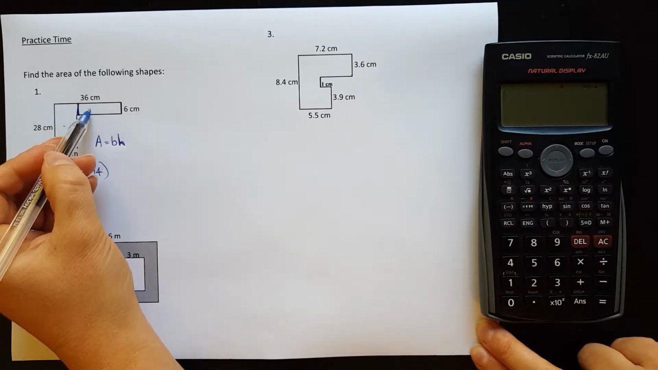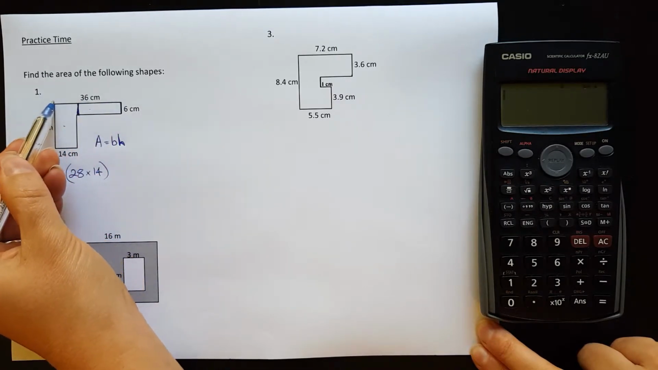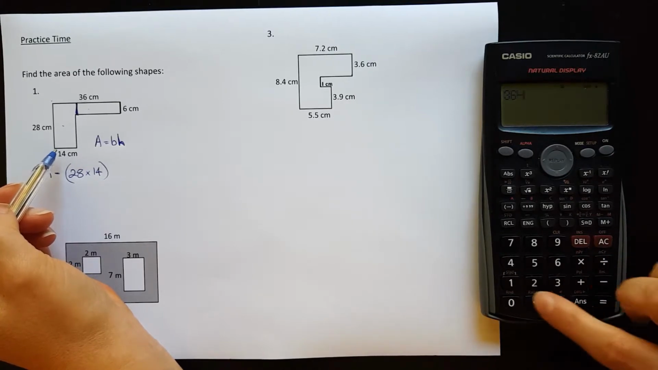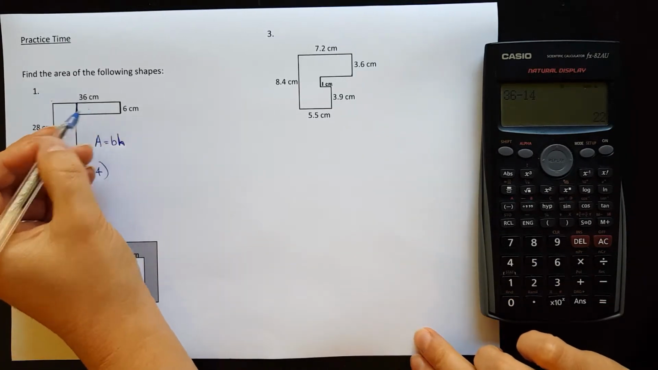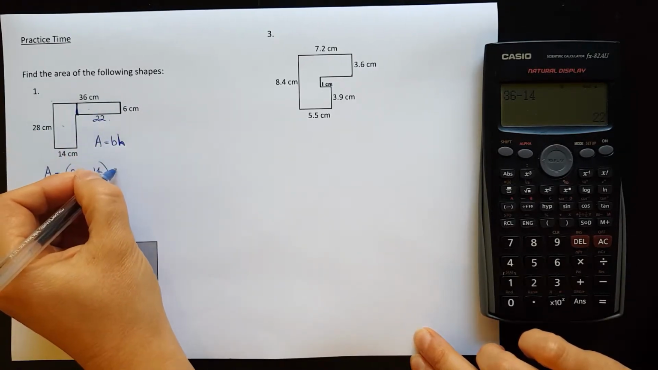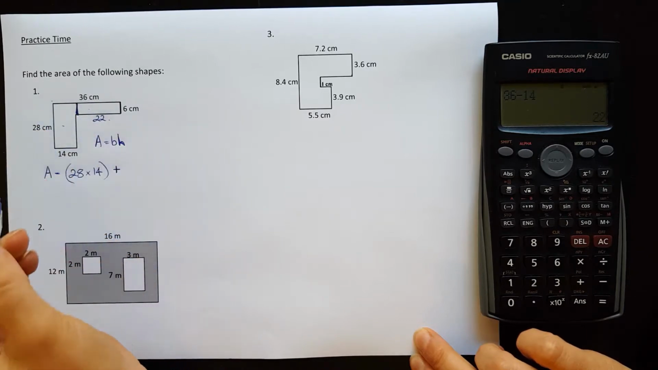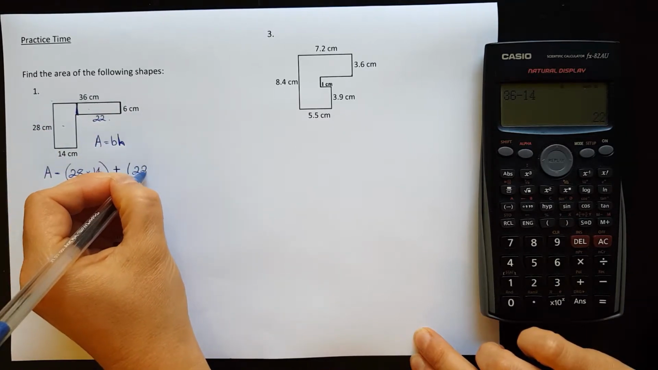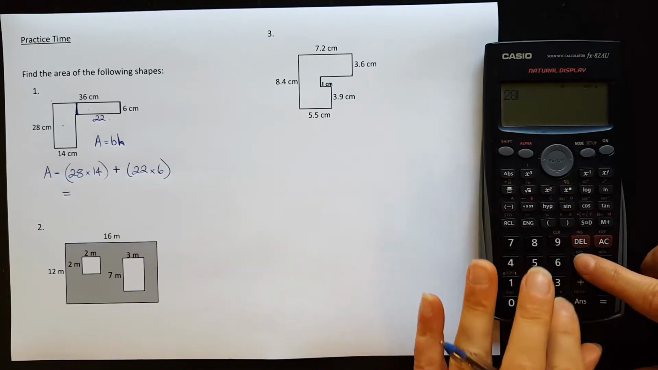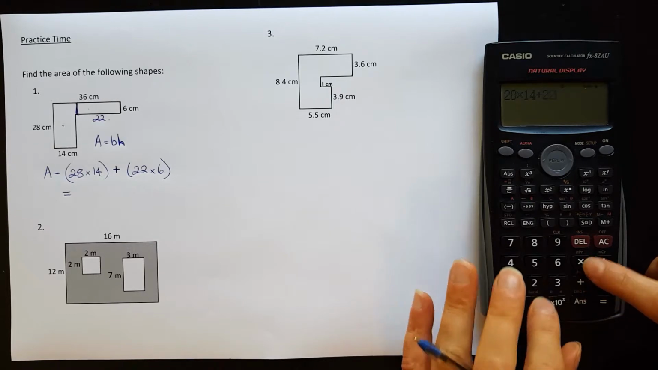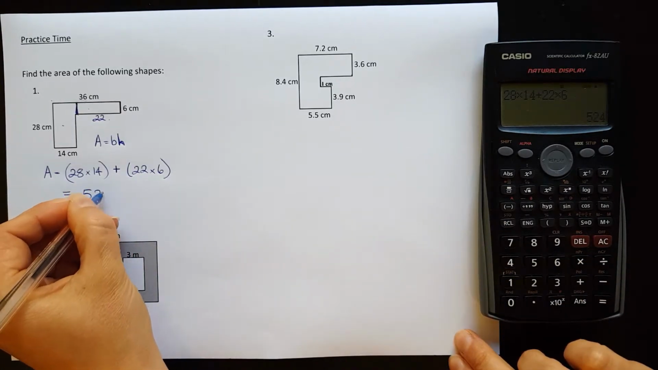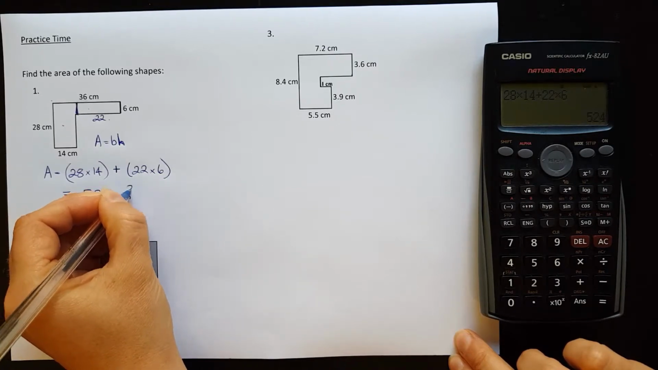This second rectangle, the 38 is the whole way across. So I need to subtract off the 14 to find out that this part in here is 22. So this rectangle that I'm going to be adding on, because I want to put these 2 areas together, will be 22 times 6. Let's calculate that. 28 times 14 plus 22 times 6 is 524 centimeters squared.